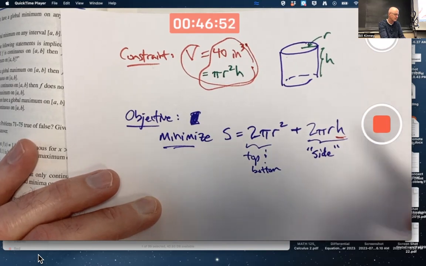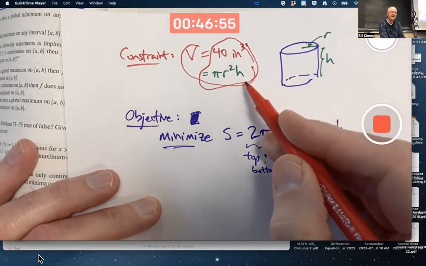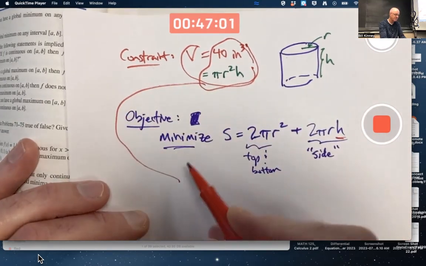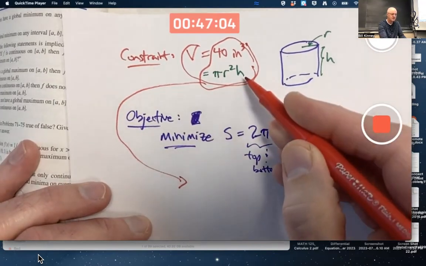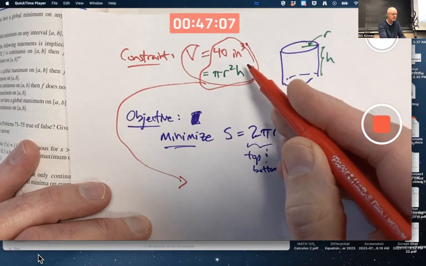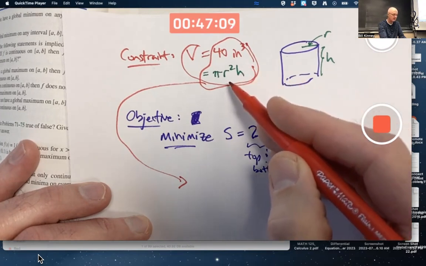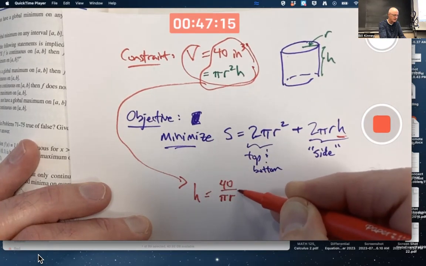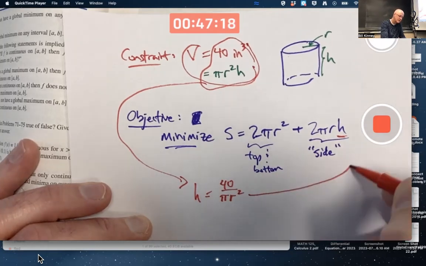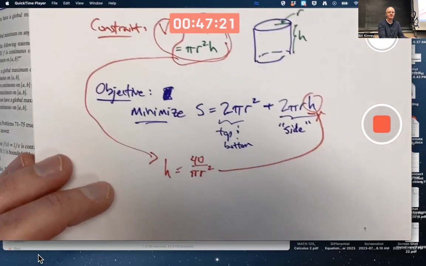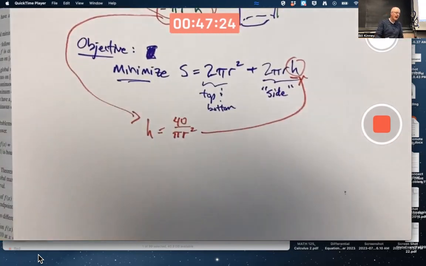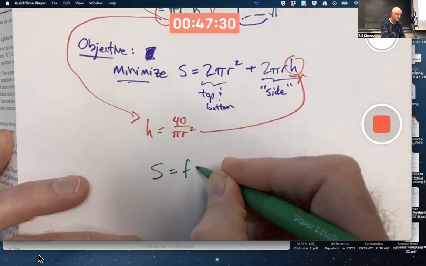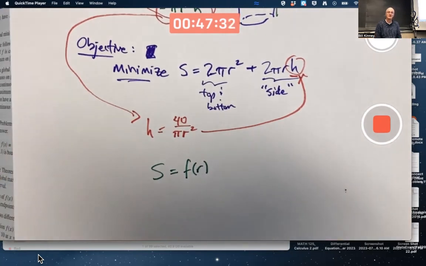That's probably the simplest way to do it, because if I solve for r as a function of h, I'd have to take a square root. So it's probably simpler to solve for h as a function of r. Look at that equation, pi r squared h equals 40. Solve for h, divide both sides by pi r squared. h is going to equal 40 divided by pi r squared. Substitute that in place of the h here. What happens when you do so? The surface area becomes a function of just r alone. That's what happens.